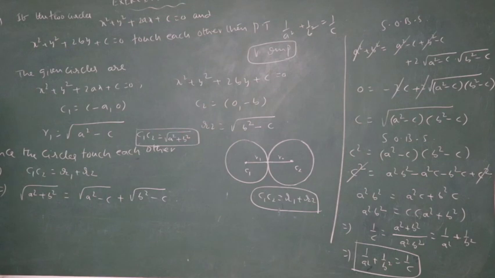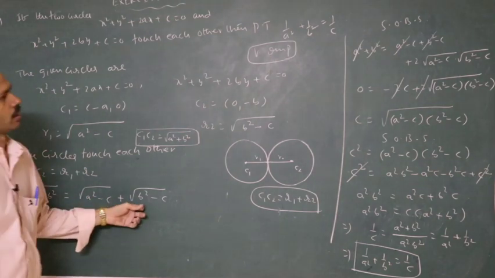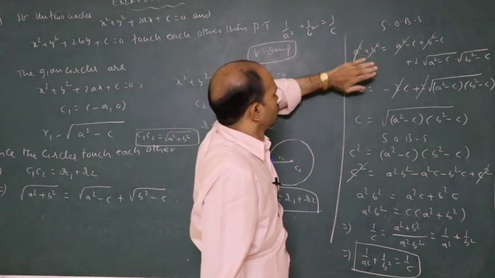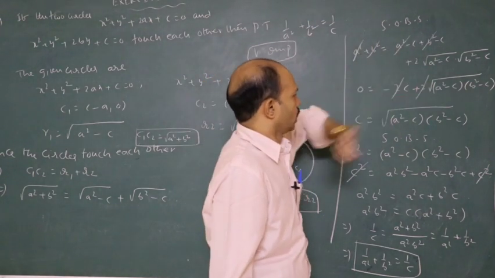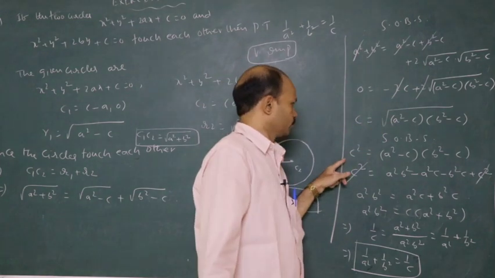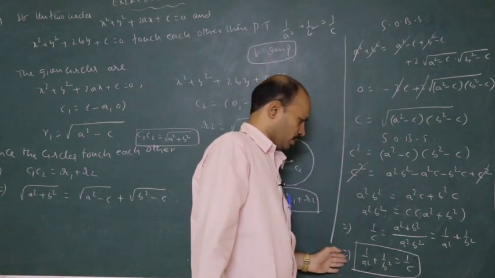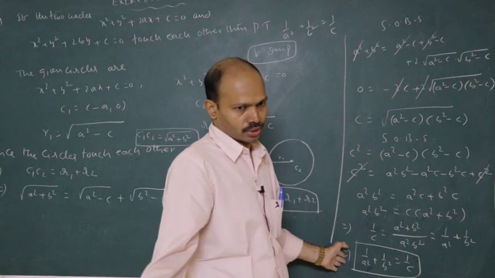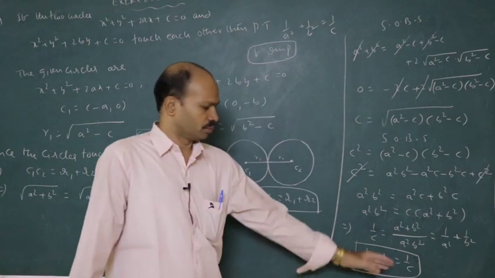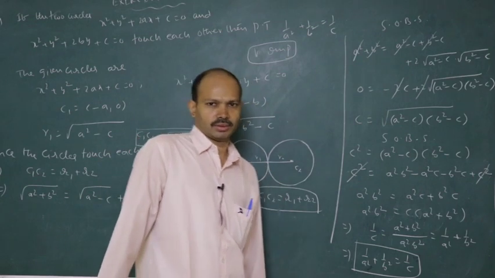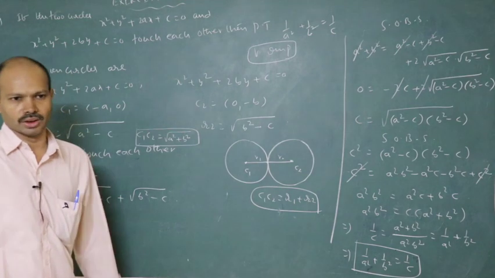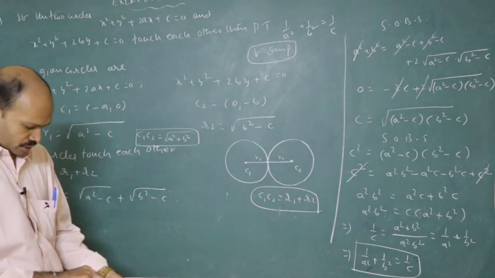Square root, square root, square root. For eliminating, first of all, you need squaring on both sides. After that, you have one more time squaring and general simple mathematical calculations. Very well, that gives your conclusion: 1 by a square plus 1 by b square is equal to 1 by c. Right? I think you have understood well. And do compulsorily this question twice. Coming to the next.